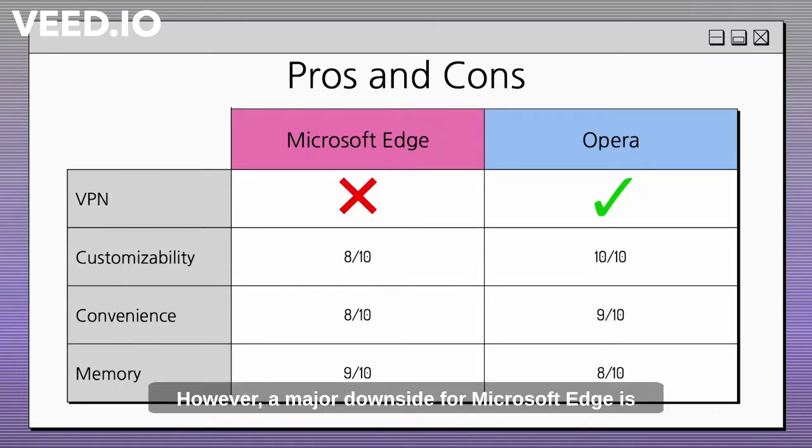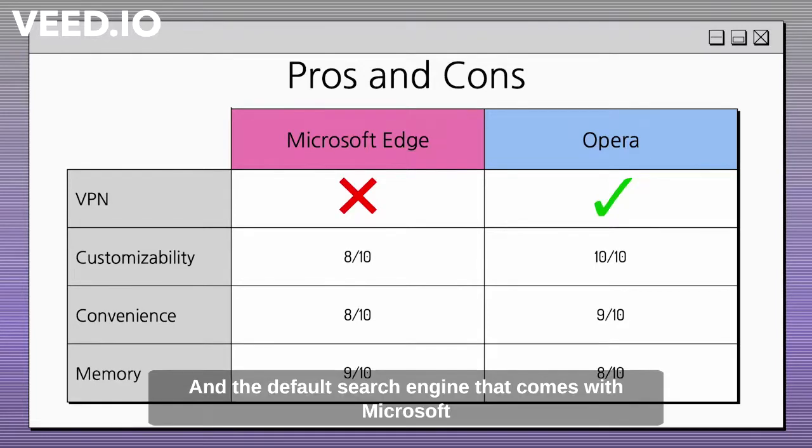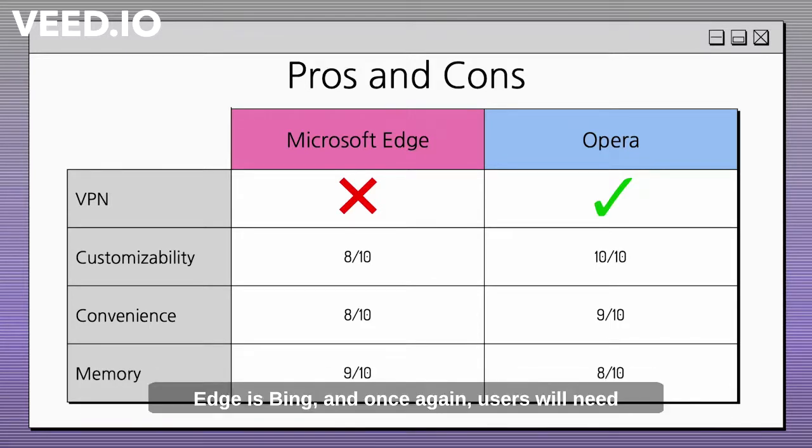However, a major downside for Microsoft Edge is that it comes preloaded with Windows, so users who may not like Microsoft Edge will need to manually delete it every single time. And the default search engine that comes with Microsoft Edge is Bing. And once again, users will need to go into settings to change it if they do not prefer using Bing as their search engine.